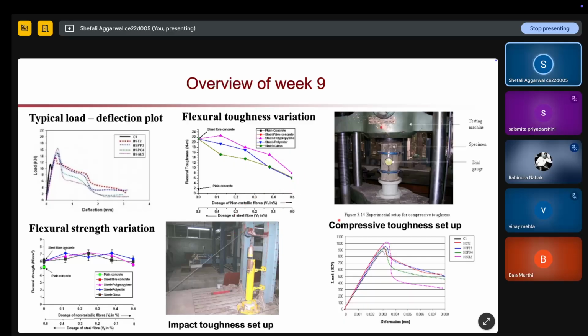Other type of testing which we are doing, we talk about three tests: flexure, compression and impact. So this is your compressive toughness test setup. In this case we are not using a concrete cube, we are using a concrete cylinder of 100 by 200 mm, and this is how your load versus deformation curve will look with different types of fibers. The black curve which goes only till here, there is not much post peak behavior, that is your normal concrete, but with addition of different fibers you have a good post peak behavior.